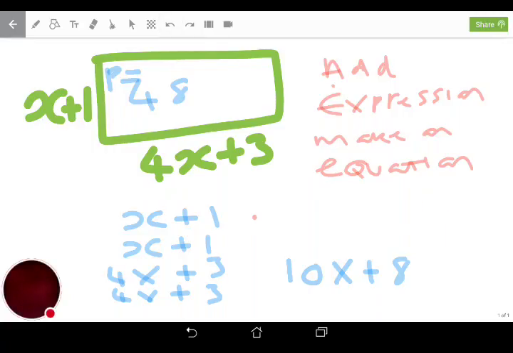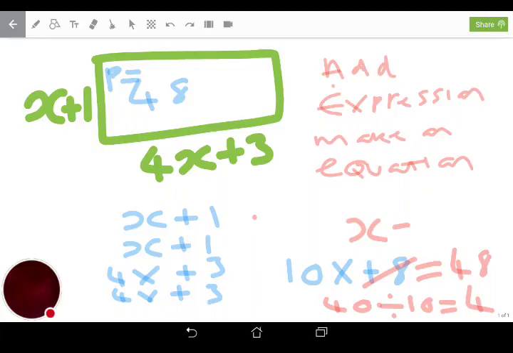So what I'm going to do is set this equal to 48 here. The first thing I'm going to do is take away the 8, which is going to leave me with 40. Then I'm going to divide the 40 by the 10, which leaves me with 4. So therefore x equals 4.